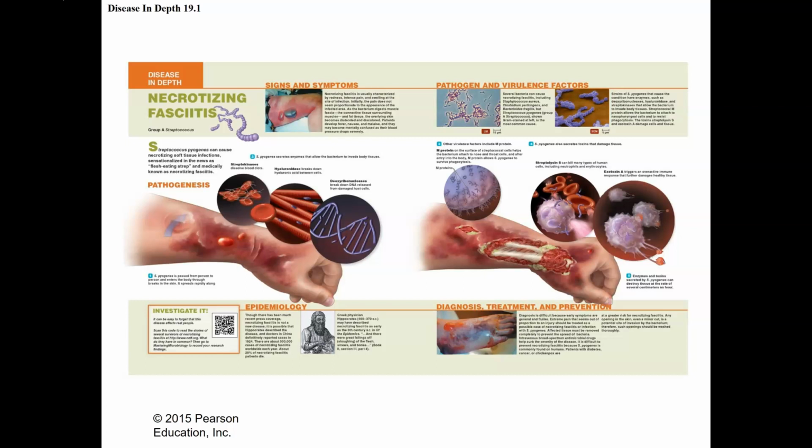This is the insert from your textbook, so you might want to open to chapter 19 and find this and read about some of the virulence factors like protein M that helps it attach and streptolysin S that's so dangerous and damaging. I'm not going to ask a lot of detail about virulence factors, but you should know about the organism and this particular condition since it's a very scary condition if you come across it.